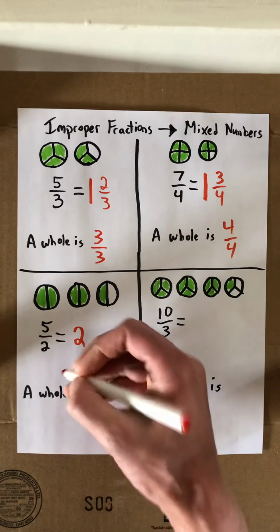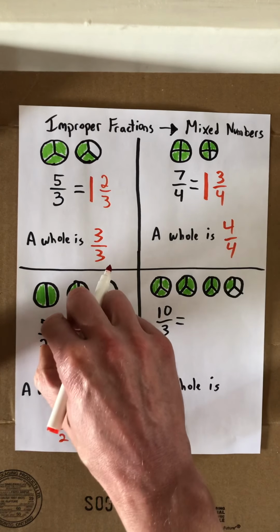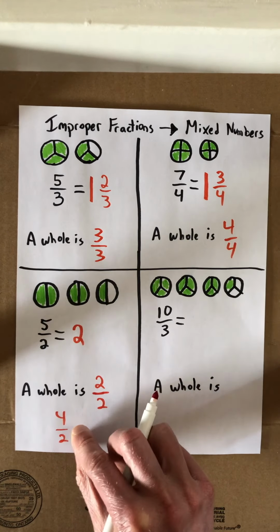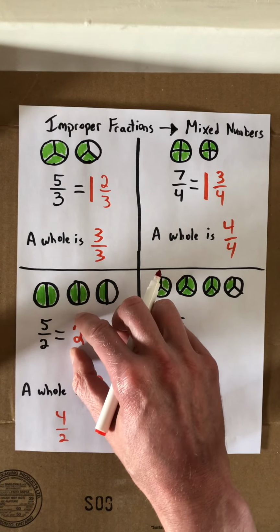So the thing I'm taking out of there is the same thing as 4 out of 2. That's how much I'm taking out of 5 halves. I'm taking 4 out of 2 out. It makes for 2 whole.